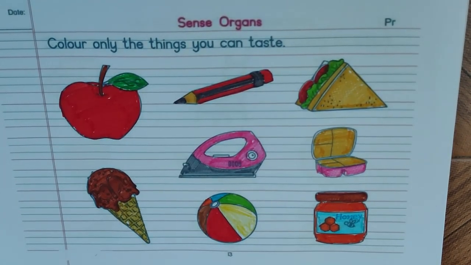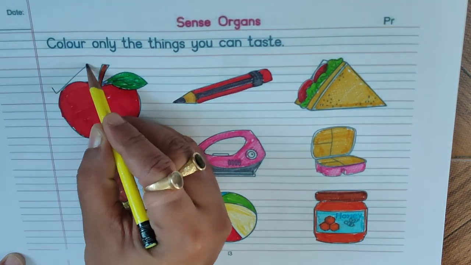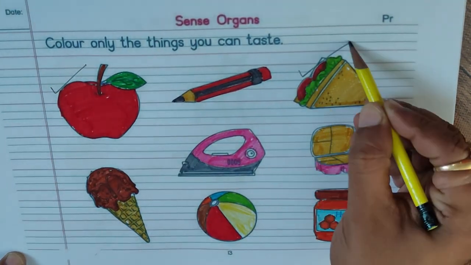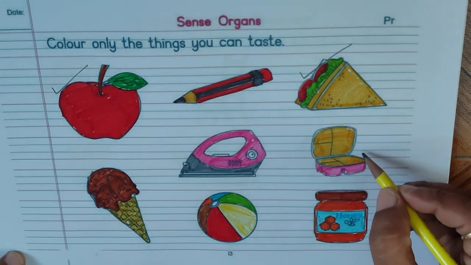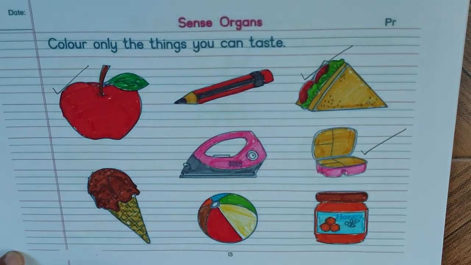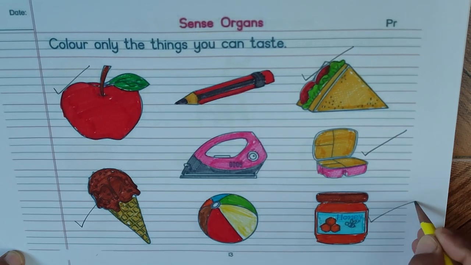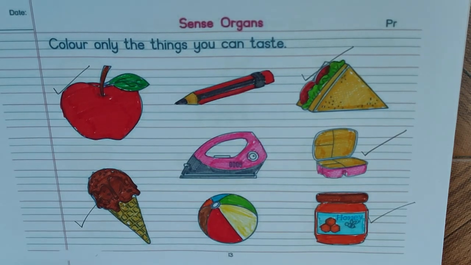Next, color only the things you can taste. Here it is already colored for you. Just put a check against the things like I am going to do right now. For example, you can taste an apple. Yes. You can taste a sandwich. Yes. You can taste the food inside a tiffin box. Yes. You can obviously taste an ice cream, and you can taste honey. What you cannot taste is a pencil, an iron, or a ball.